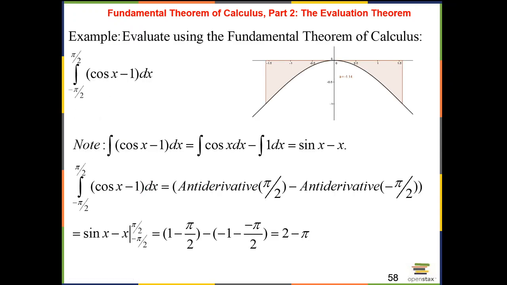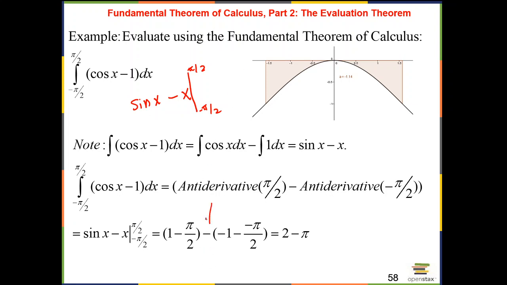Okay, so for this example, the antiderivative again is what? It is sine x minus x. And here's another notation, sine x minus x. Instead of using brackets, sometimes we just use a segment, and then we put negative pi over 2 here and pi over 2 here. That's the same thing. It means put pi over 2 here for x and here for x, and then put negative pi over 2 here for x and here for x, and subtract them.